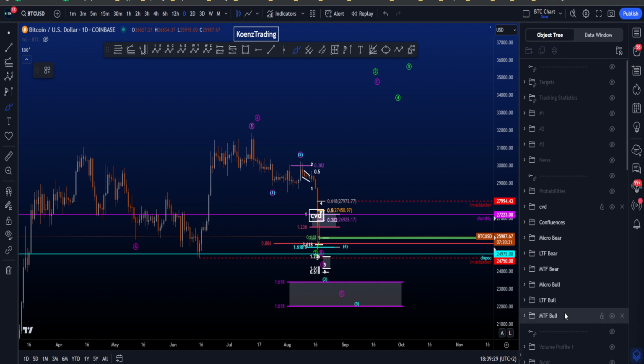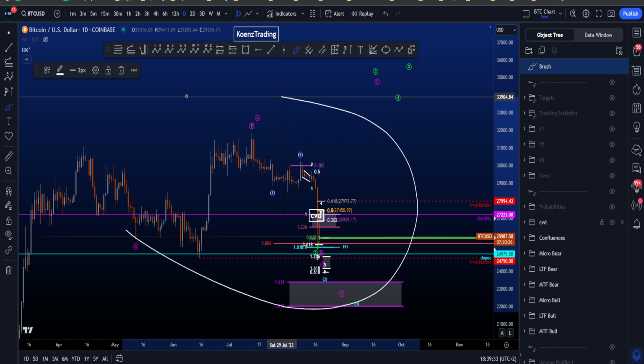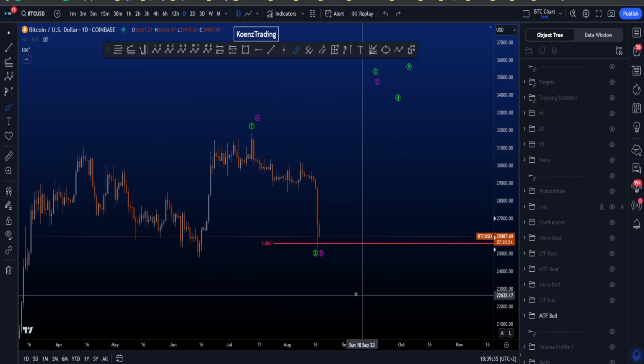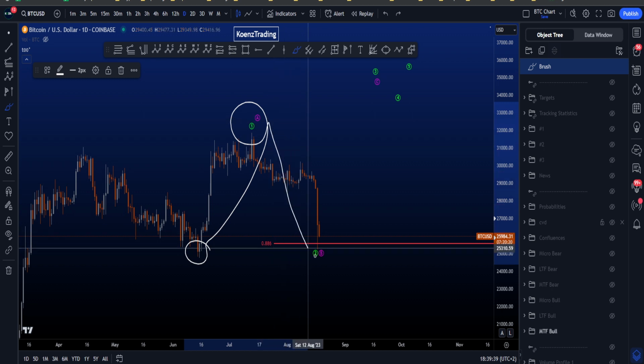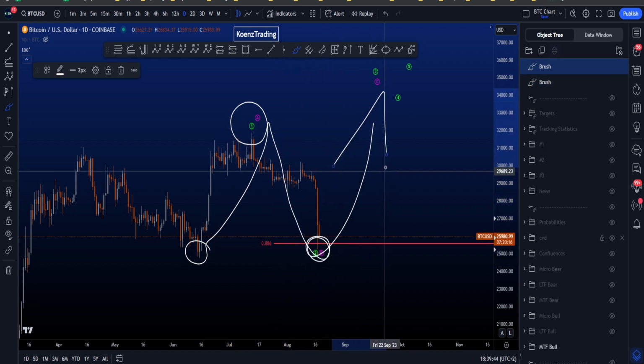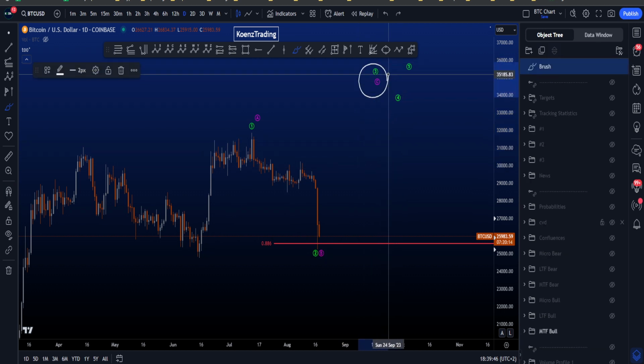Hi everyone, let's go over my medium time frame, low time frame and micro bullish and bearish Elliott Wave scenarios on Bitcoin. Starting with the medium time frame bullish scenario where this is the low and we're looking for a wave 1 or A to the upside, a finished or soon to be finished wave 2 or B for then continuation to the upside in either a wave C or a wave 3.